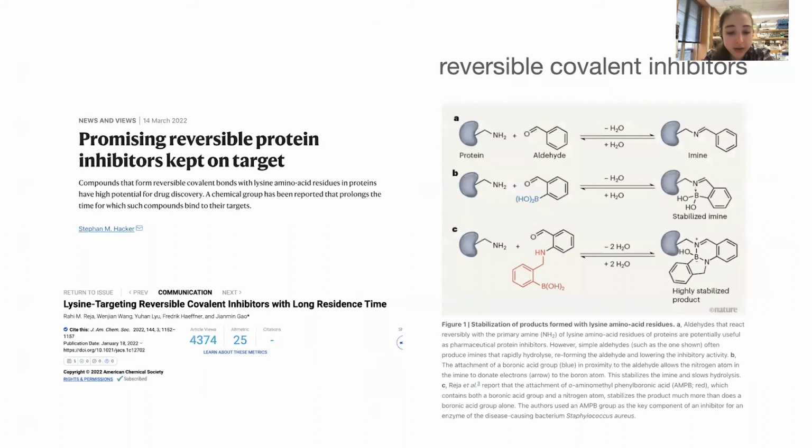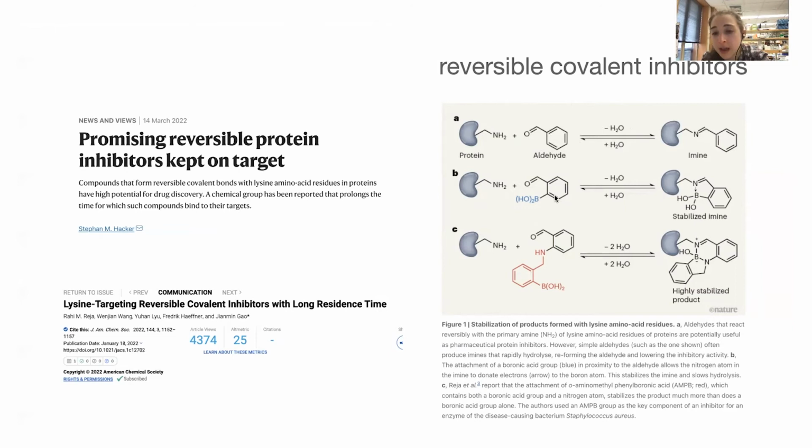And so here is an example from a recent News and Views piece discussing a paper published in the Journal of the American Chemical Society about lysine-targeting reversible covalent inhibitors with a long residence time. Basically, an aldehyde, as we were looking at before, is electrophilic at this carbon, because the oxygen is pulling away the electron density. And a lysine on a protein can be nucleophilic, so this can form this imine bond. But this bond is too labile. It's too easily reversible, so water is good at breaking it up. And so this doesn't have a very long half-life. It doesn't linger long on the protein.